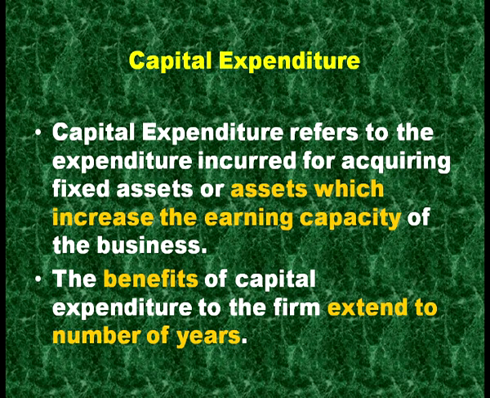Capital expenditure refers to the expenditure incurred for acquiring fixed assets or assets which increase the earning capacity of the business, or the benefits of the capital expenditure to the firm extend to a number of years. And if you see the examples of capital expenditure, the first one, expenditure incurred for acquiring fixed assets like land, furniture, etc. Any fixed asset you buy, that becomes a capital expenditure.